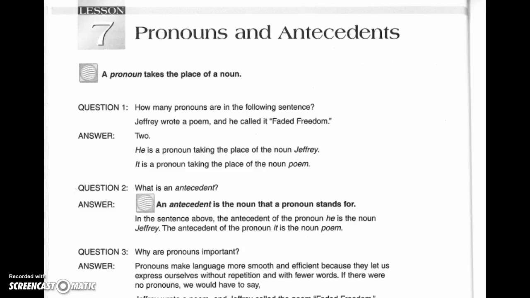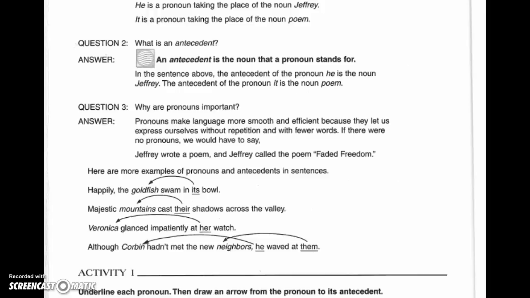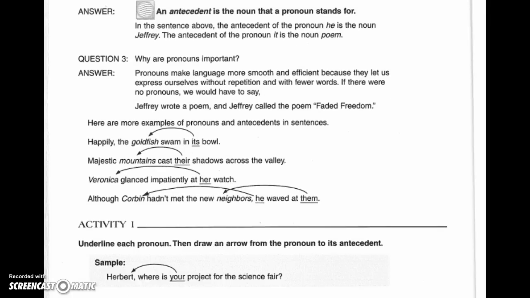I'm going to use this fancy word antecedent, and it really is just the word, the noun, that the pronoun stands for. They're important because we want to be using other words as a substitute for a noun. Otherwise, it gets really redundant. In the sample sentence you see in front of you, it says Jeffrey wrote a poem, and Jeffrey called the poem Fated Freedom. So we have to start taking out a lot of these redundant, overused nouns and replacing them with something like a short pronoun, he, she, it, etc.